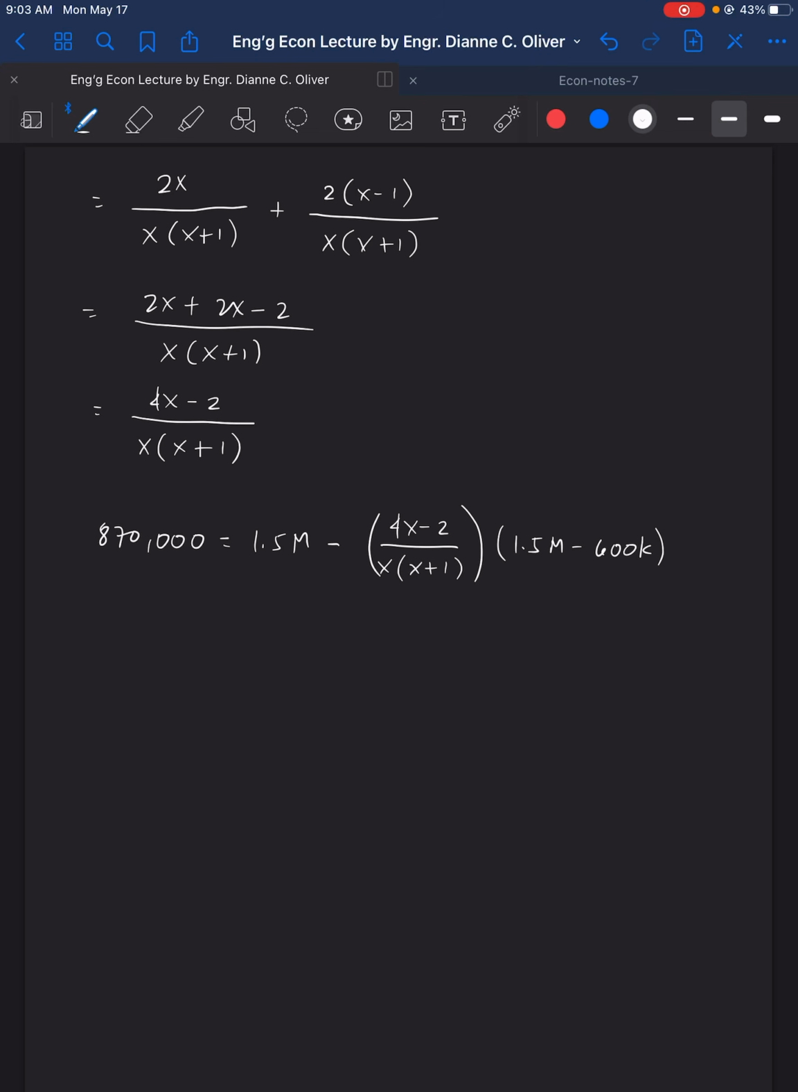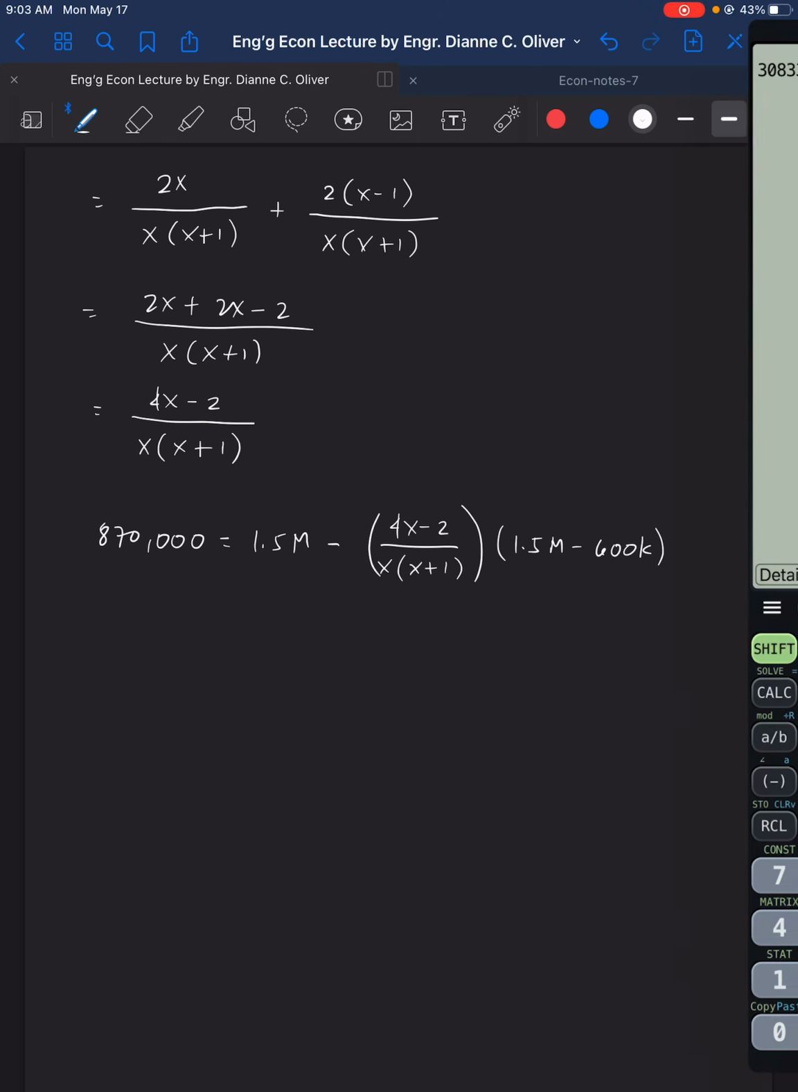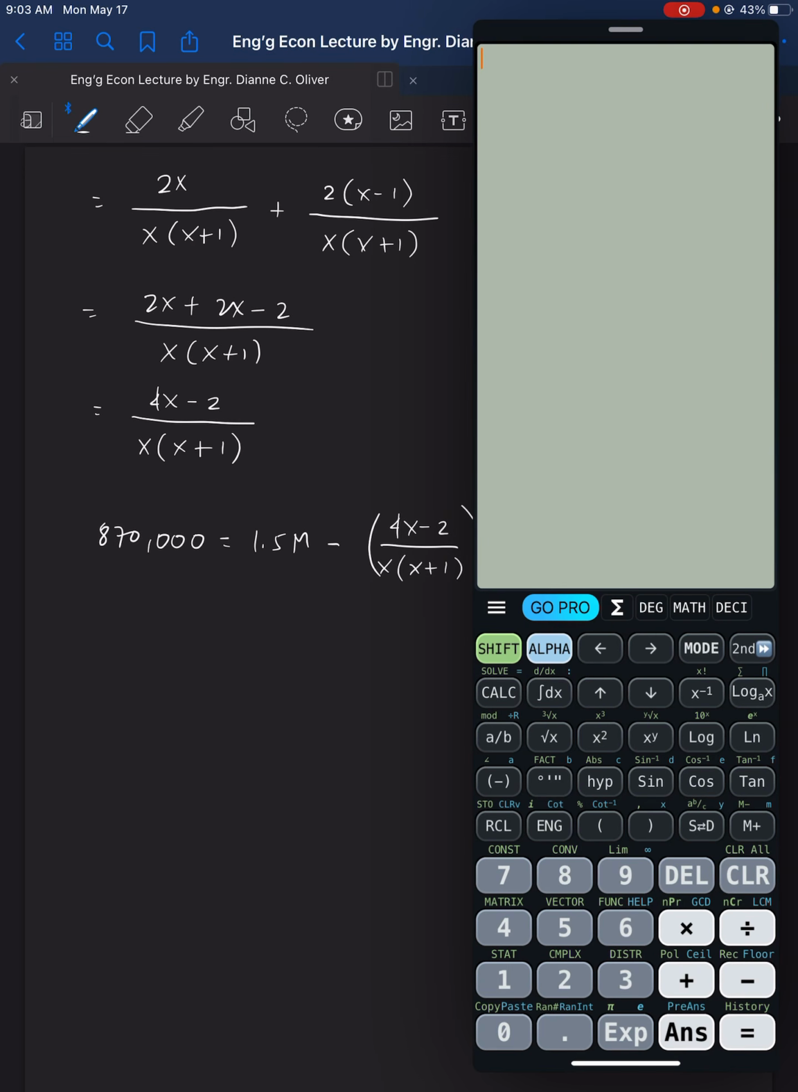Okay. Then let's use our calculator. So we have 870,000 equals 1.5 million, so that is 1.5 minus, we have here 4x minus 2 over x squared plus x, just multiplied it.